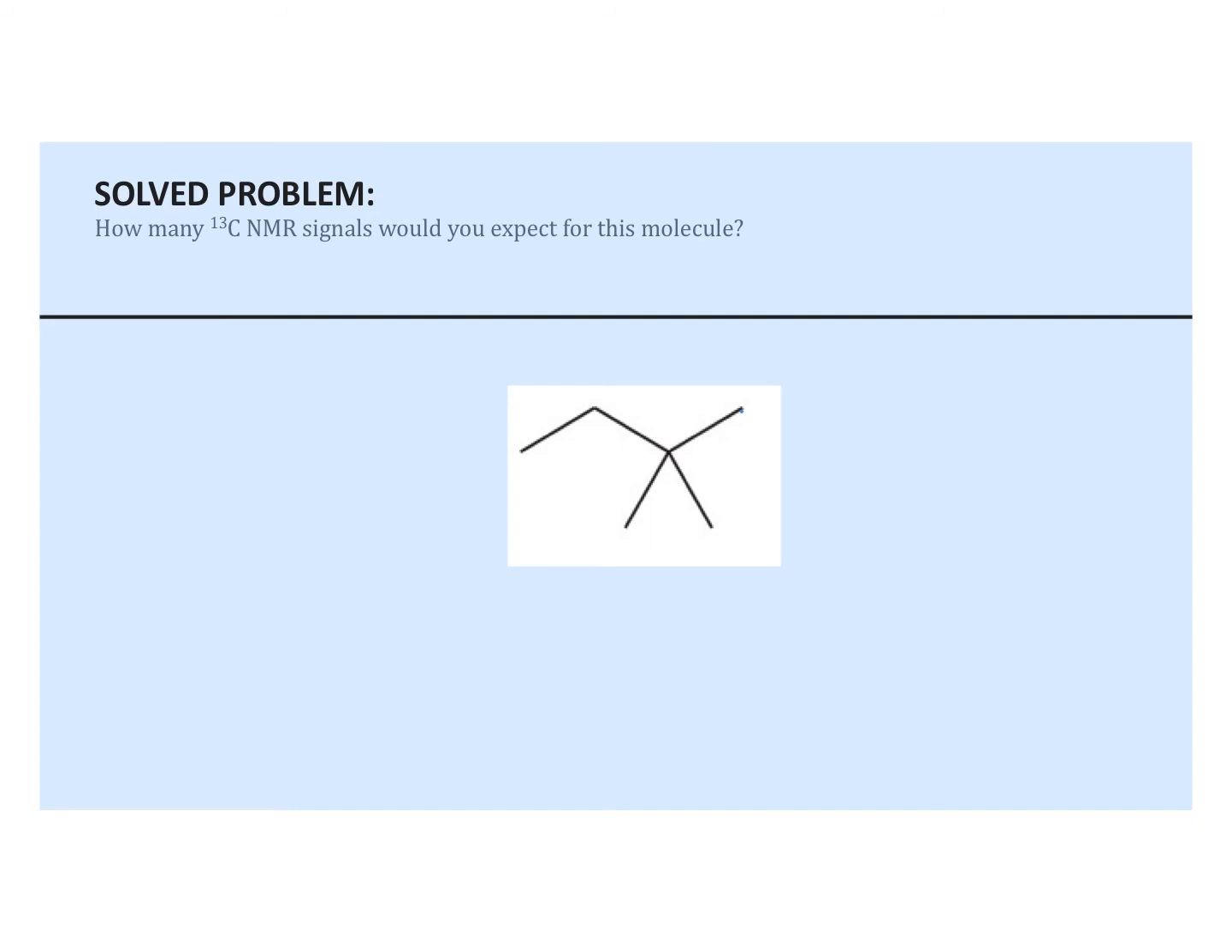Okay. So let's start here. 1, 2, 3, and then that 4, and that 4 all have the same chemical environment. So this is going to give us 4 signals because those methyls are all the same distance away from that first carbon.